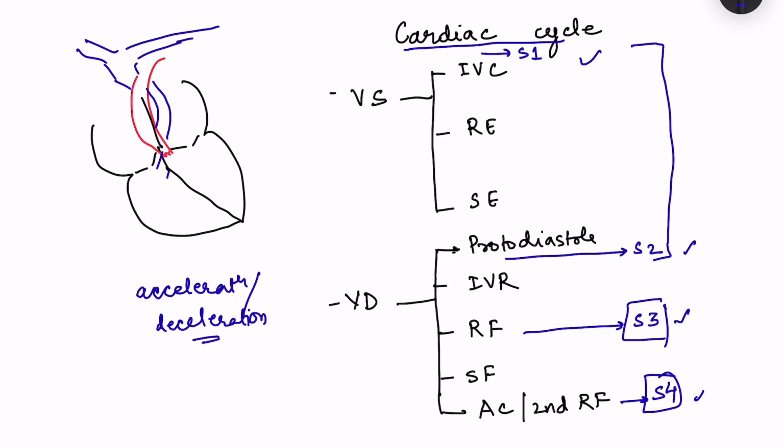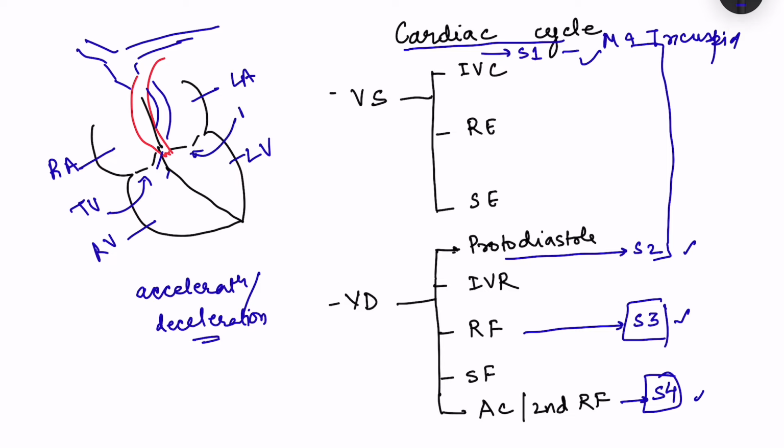S1 occurs due to the closure of the mitral and tricuspid valves, AV valves. The mitral valve is present between the left atrium and left ventricle, and the tricuspid valve is present between the right atrium and right ventricle. So here this is the tricuspid valve, and this is the mitral valve. When these valves close, there is production of the first heart sound.